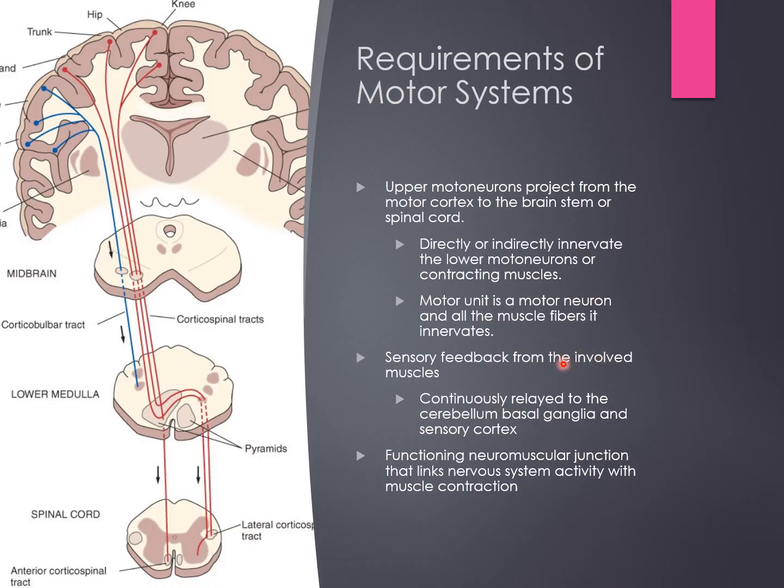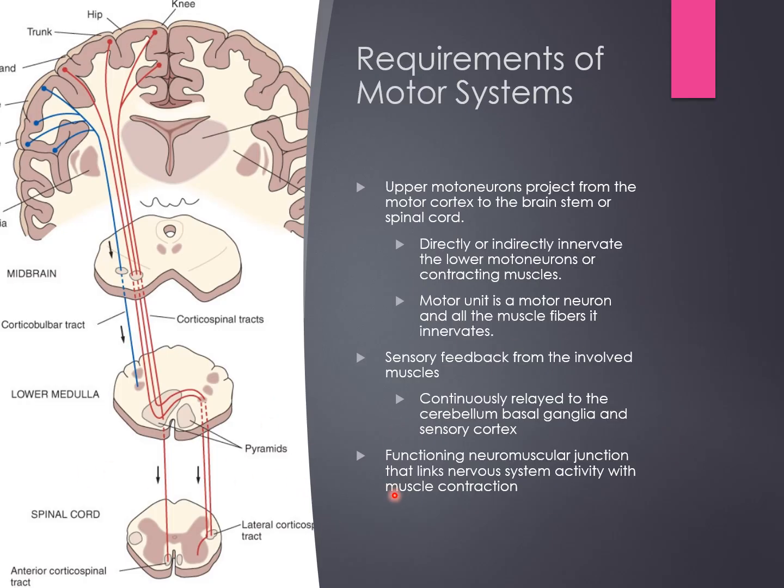And then a motor unit is a motor neuron and all the muscle fibers that it innervates. So those are usually connected to an upper motor neuron. But we also, remember, need sensory feedback from the involved muscles. So this isn't a one-way street, right? We need information coming back from the muscles as well. And you can see that in red, those sensory units that are projecting from the muscles back up to the brain. So they continuously relay to the cerebellum, basal ganglia, and sensory cortex the information coming from the muscles.